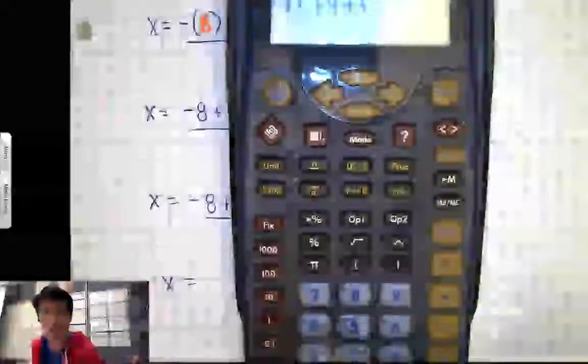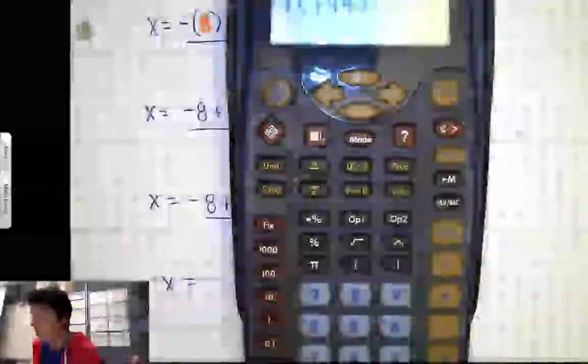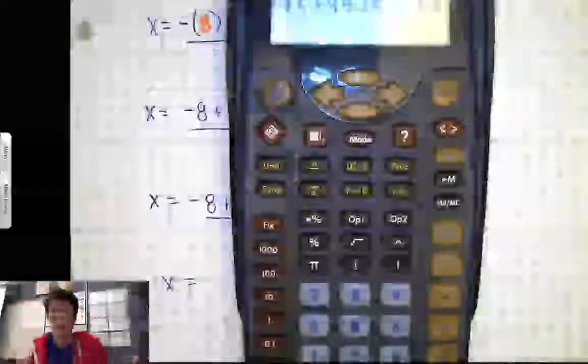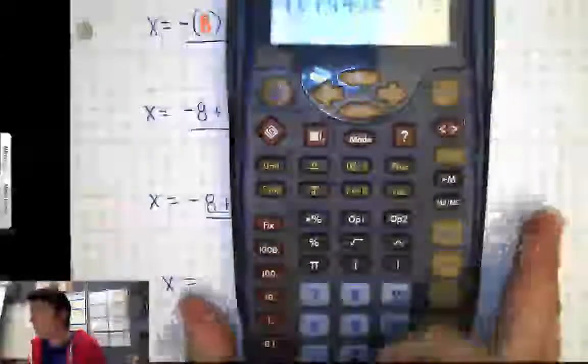In my case, this calculator, the version I'm using, has a square root button right here. So square root 144, I can just type that in. Your calculator might be a little bit different. But the square root of 144 is 12. 12 times 12 is 144.